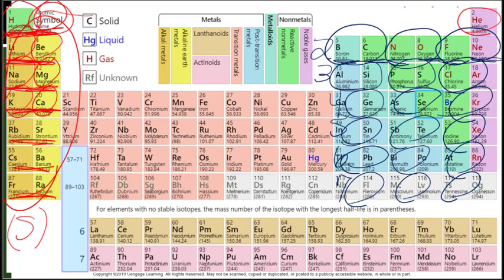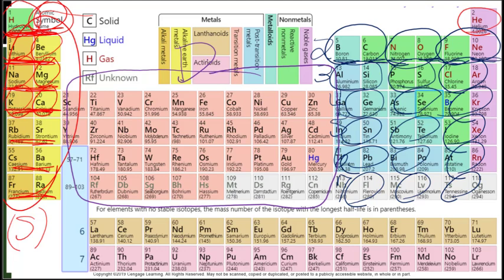There are 5 d orbitals. This is my d section. 5 d orbitals times 2 electrons per orbital is 10 total electrons. 1, 2, 3, 4, 5 orbitals times 2 is 10.